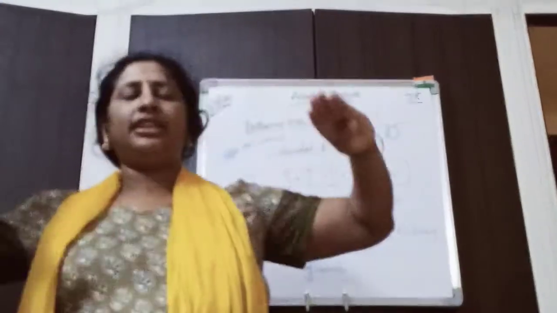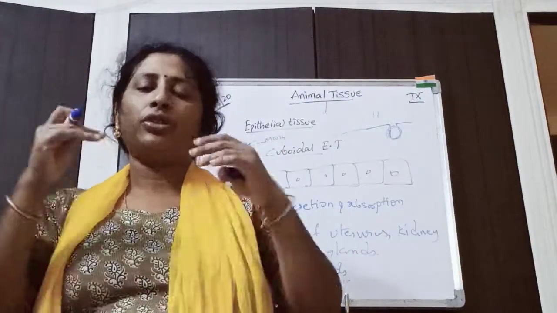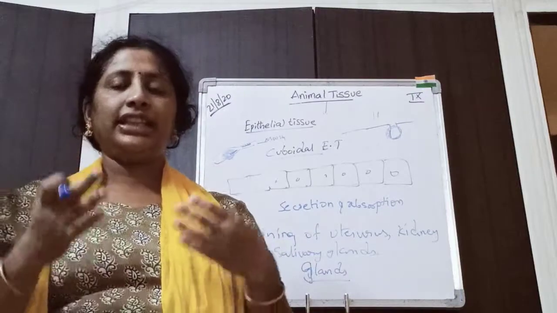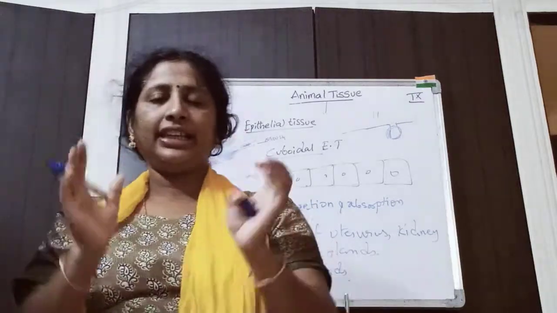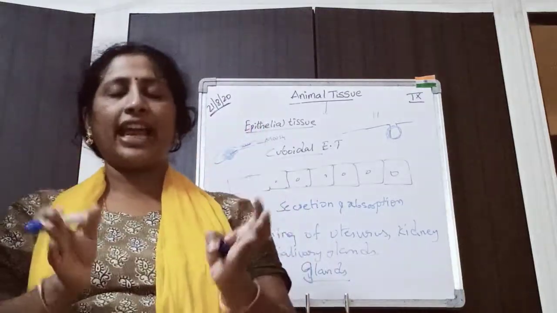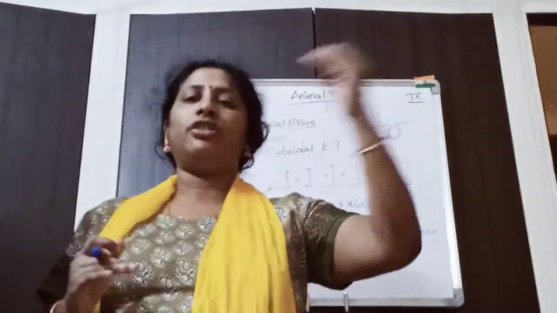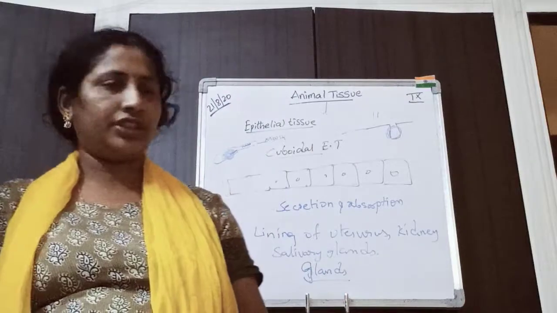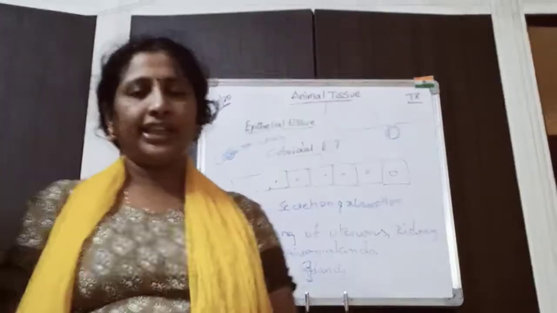కొన్ని చోట్ల ఈ కంటిన్యూస్ షీట్ అన్నది ఫోల్డ్ అయ్యి కొత్త ఆర్గాన్ ఫామ్, కొత్త సబ్స్టెన్స్, కొత్త థింగ్ ఫామ్ అవుతుంది. ఆ థింగ్ ఏమంటున్నాం? గ్లాండ్ అంటాం. ఈ గ్లాండ్ ఫంక్షన్ ఏంటి? సెక్రీషన్ ఆఫ్ హార్మోన్స్ ఆర్ సమ్ జ్యూసెస్ విచ్ హెల్ప్స్ ఇన్ డిఫరెంట్ బాడీ ఫంక్షన్స్. క్లియర్? దిస్ ఇస్ అబౌట్ క్యూబాయిడల్ ఎపిథీలియం.